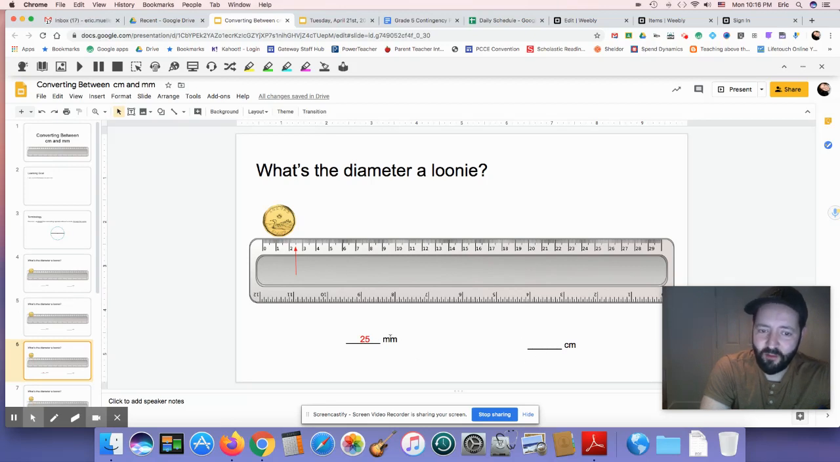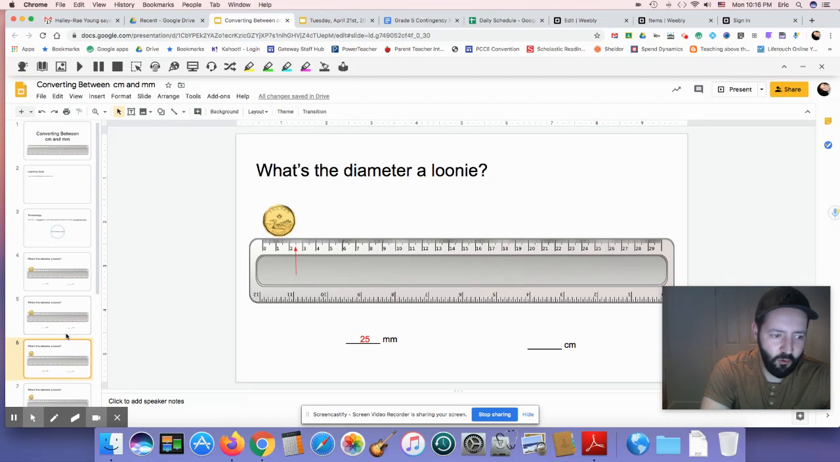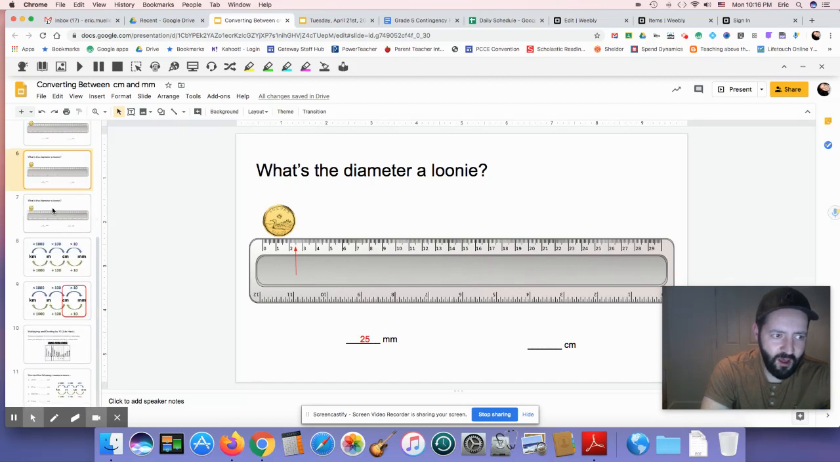So if it's 25 millimeters, what that means is it's actually 2.5 centimeters. So on the next slide here, I have written that for you, 2.5 centimeters over here. And what you'll notice is that 25 millimeters and 2.5 centimeters are the exact same distance. We've just measured them using different units, millimeters and centimeters, okay?